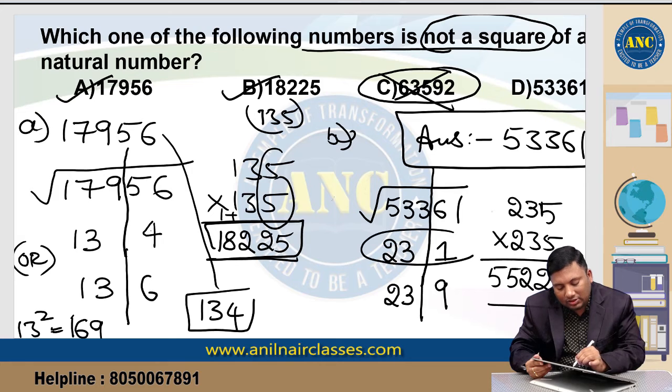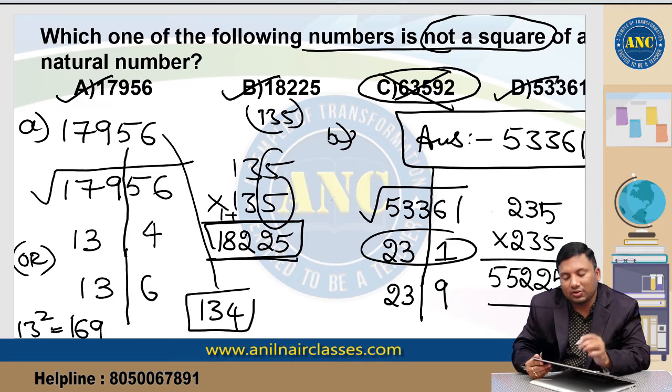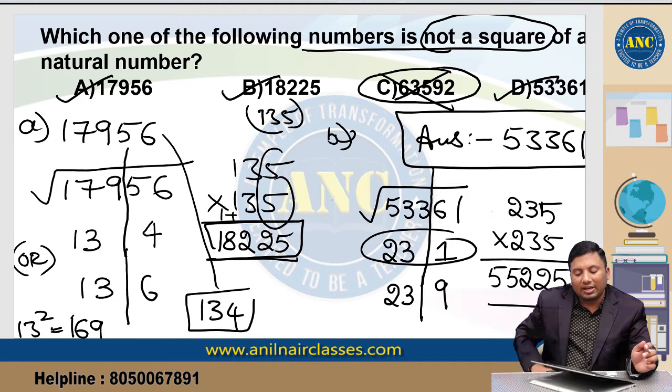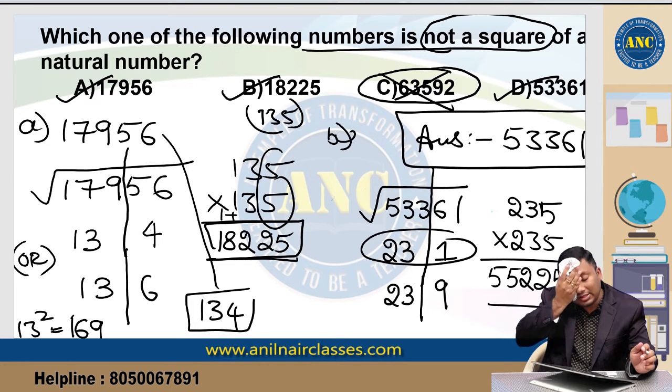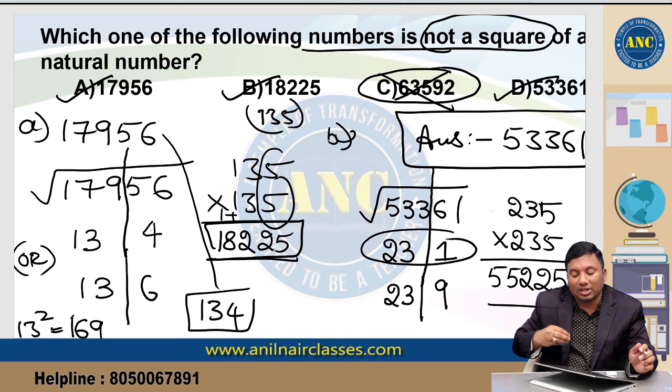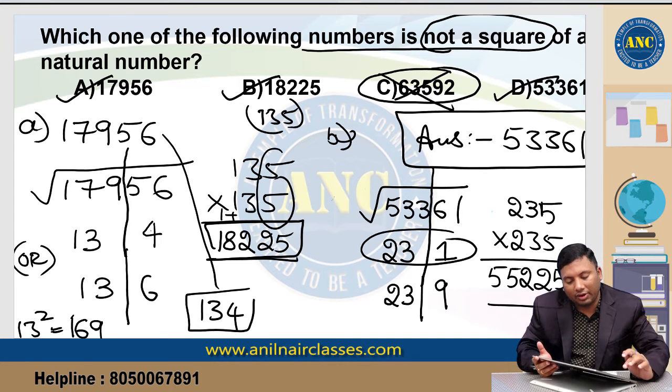So the answer for this question is 231. This is a square, this is a square and this is a square. C is not a square. Directly you can tell that 63592 is the answer, because a perfect square never ends with 2, 3, 7 or 8. Instead of telling that C is right, I tried to tell you that all the other three are perfect squares. What if the option contains one more option? How to do it? I hope the logic is clear.